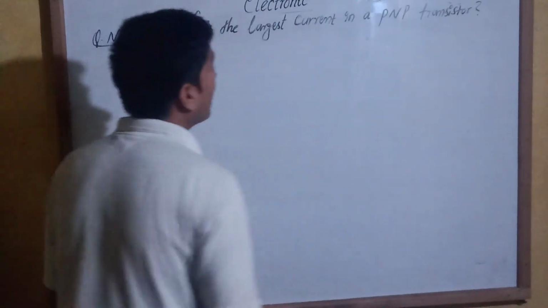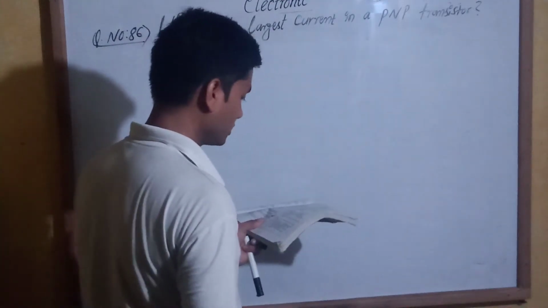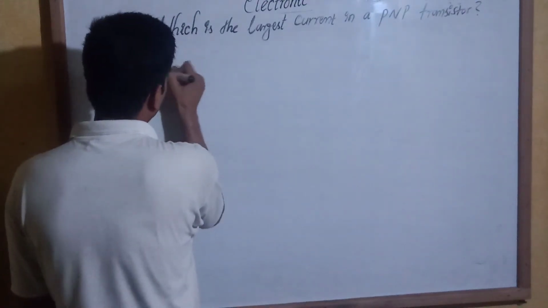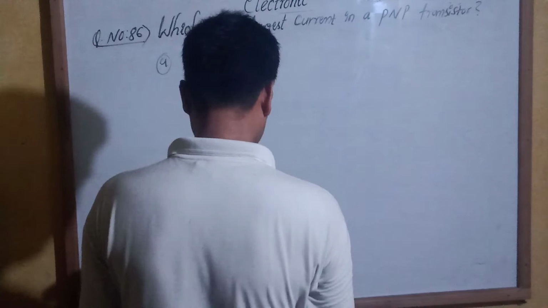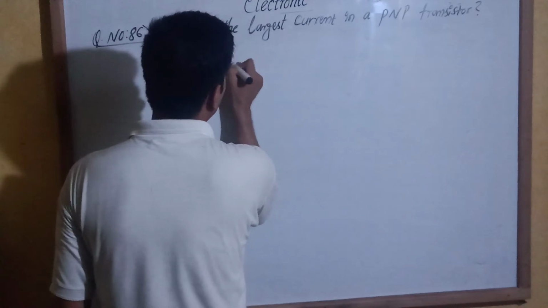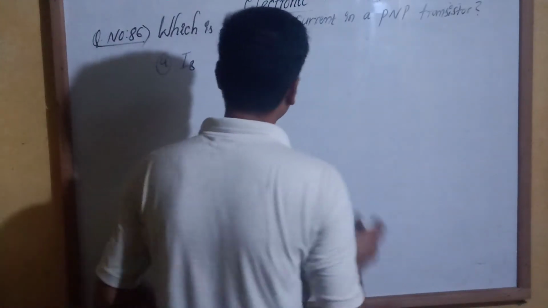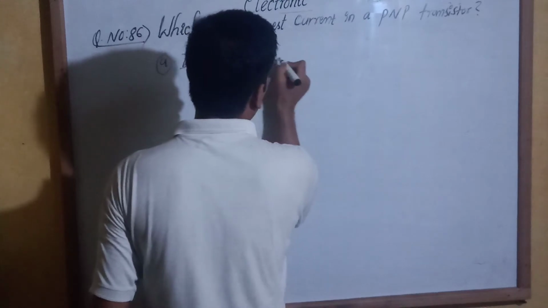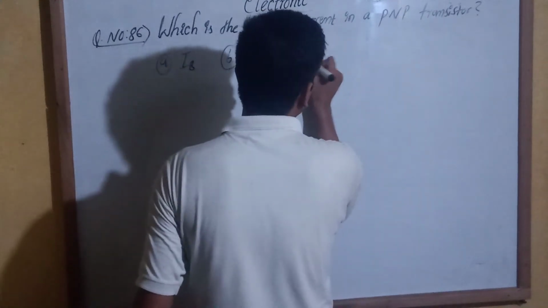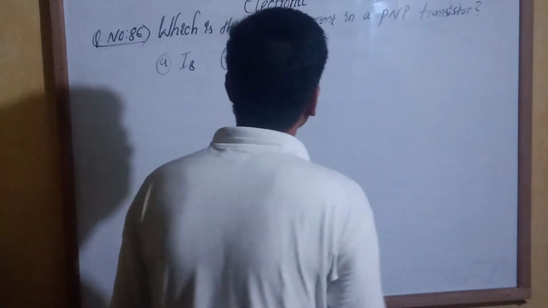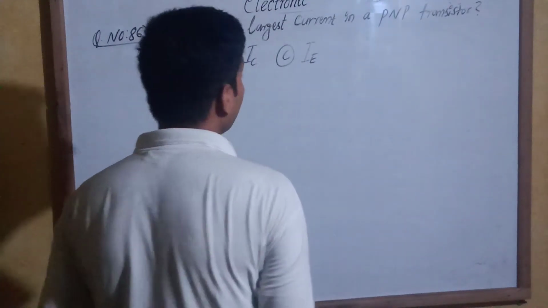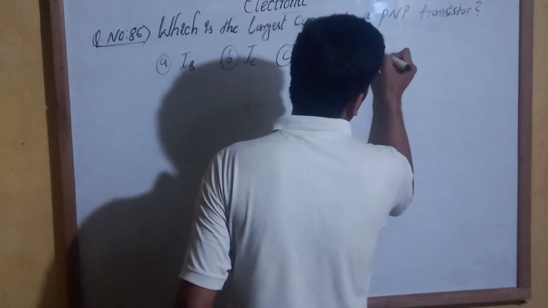Okay, we have been given different types of current. Option A, base current IB. Option B, collector current IC. Option C, emitter current IE. And option D, none.